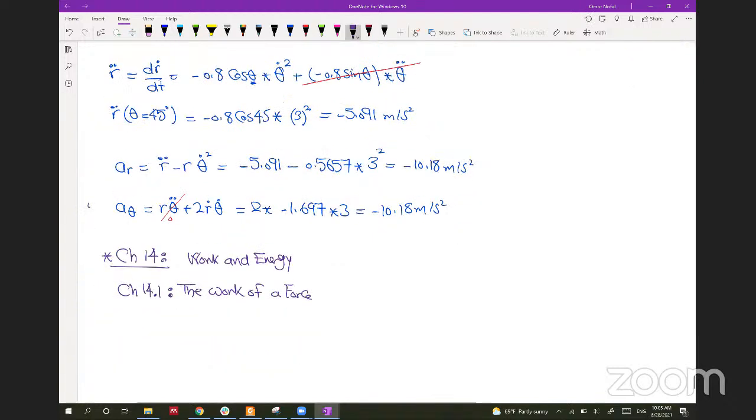So what is the definition of work? Work is the amount of energy transferred to a particle to change its position.